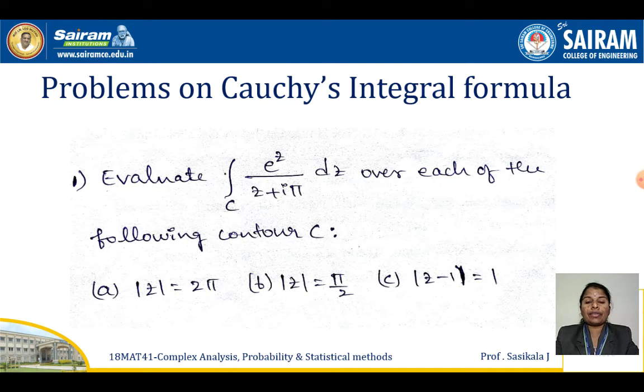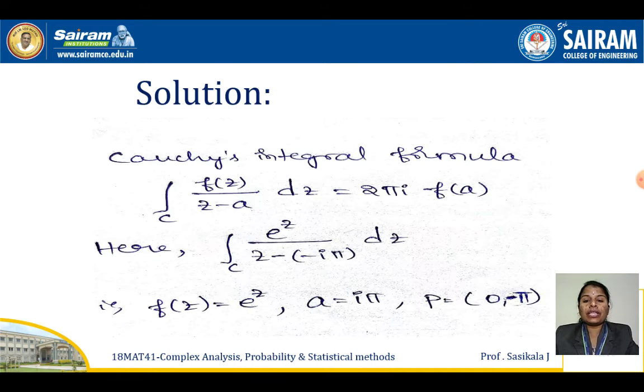The integral of f(z)/(z - a) dz can be evaluated, right? So what you have to do first is write down the point a in that curve. First we write Cauchy's integral formula, which is the integral of f(z)/(z - a) dz = 2πi f(a). Here the given problem has z plus iπ, but we need it in the general form z minus a, so I take it as z minus (-iπ) dz.